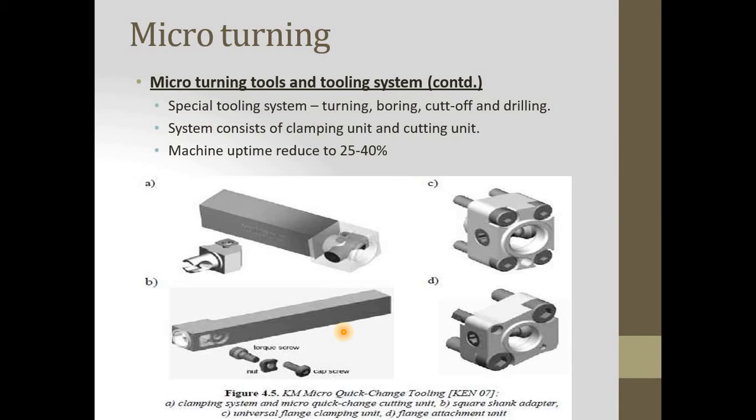So micro turning tools, look at this. This is a special tooling system used for turning, boring and cut off drilling. This system consists of a clamping unit and a cutting unit. Machine uptime reduces by up to 25 to 40%.